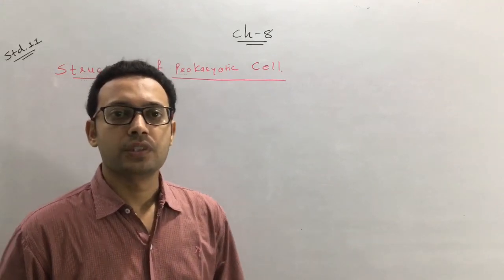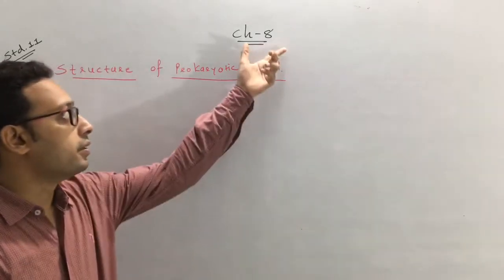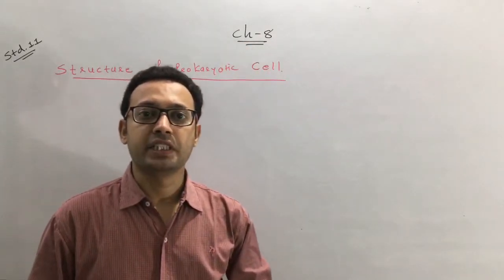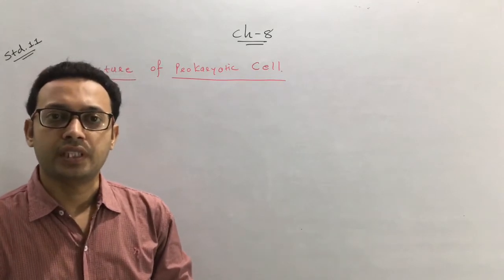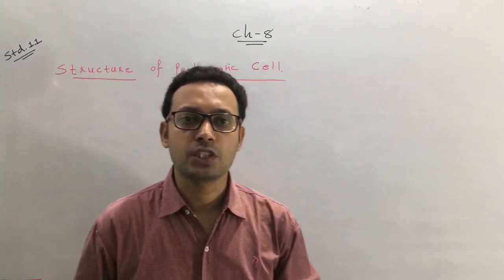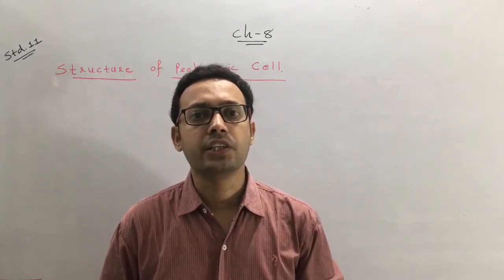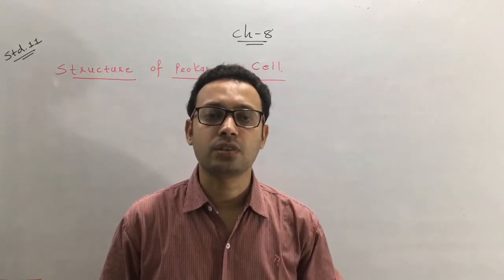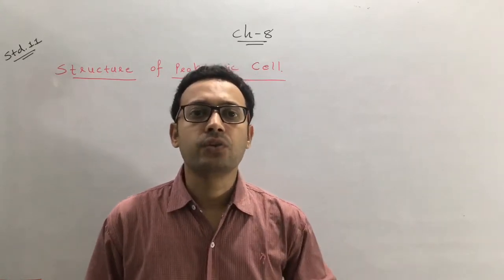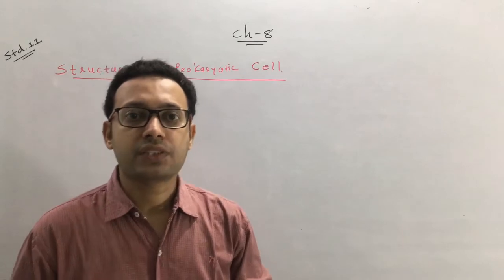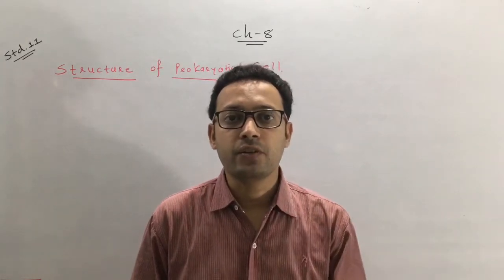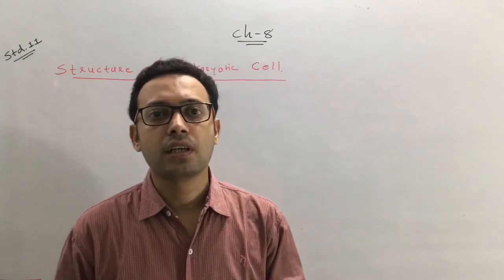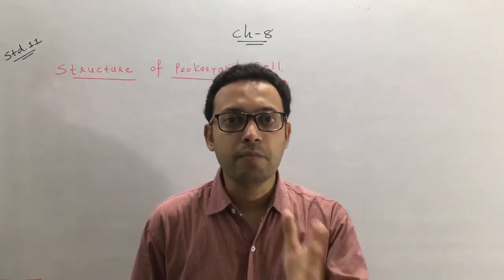Welcome back, dear students. We were discussing chapter number 8, Cell, the basic unit of life. In this chapter, we have done the introduction of a cell, and we have also seen the difference between the prokaryotic cell and the eukaryotic cell in the last session. Now we have to understand the basic structure of each individual type of cell, meaning the prokaryotic cell and the eukaryotic cell. And we will start one by one.